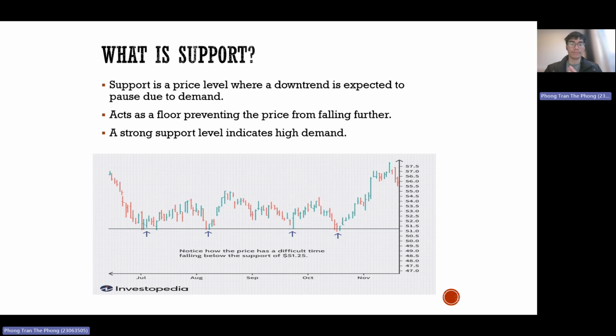As you can see in the chart below, the horizontal line touches the price 4 times, as indicated by the blue arrow. This is where the demand comes in to stop the selling pressure. This is support.